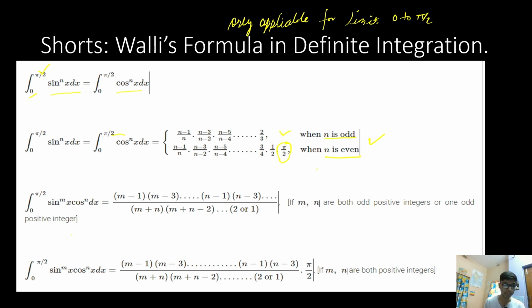Okay, again another important form of Walli's formula. This is the first Walli's formula that you have to keep in mind, and the second Walli's formula that you have to keep in mind is for sin to the power m x and cos to the power n x dx, then this particular formula comes, and when m and n both are positive integers, then you have to multiply with a particular constant which is pi by 2. So let us check how the derivation is actually made for this particular question.